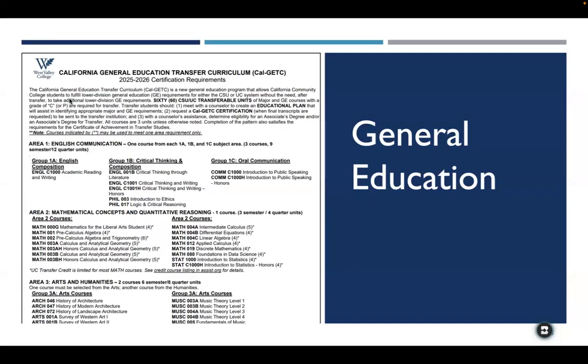So what you'll see up here is there are some important things to know. Number one, you'll see that number again, 60 transferable units, and these would be part of that. Number two, for CalGETC, you do need to have a C or higher in every one of these classes for them to count. So those are really important to do. And then also what we're going to see is there are different areas. So for instance, area one has English and communication, and you would simply complete one course from 1A, one course from 1B, and one course from 1C.